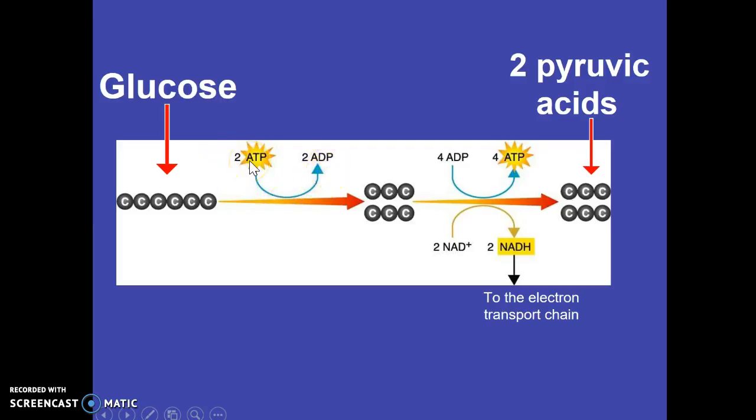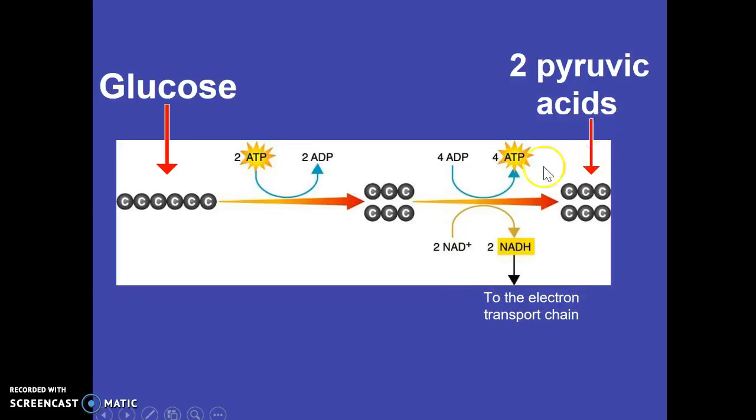Think back, we just did this in the notes on Tuesday. In order for ATP to be used, remember that last phosphate bond gets broken and releases the energy, and then it goes back to ADP. When we do that, it breaks it into 2 pyruvic acids, and at the end, this process gives us 4 ATP and 2 NADH. And it says 2 electron transport chain, which we'll talk about here in a second.